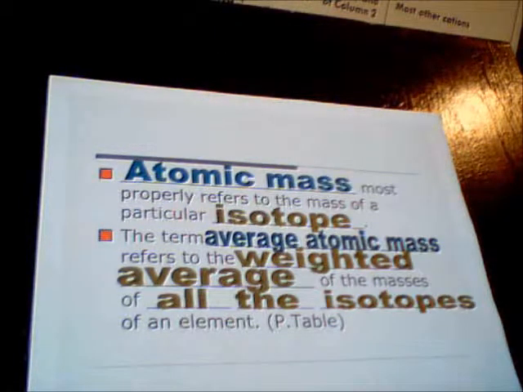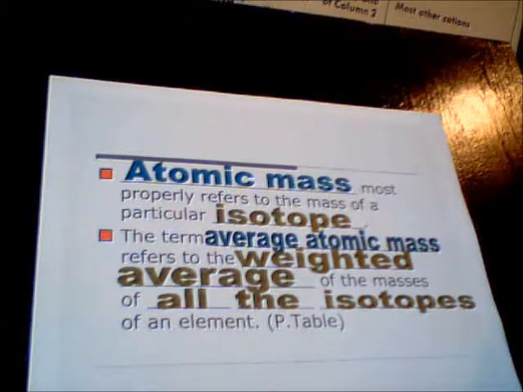You see, when we're talking about atomic mass, we're usually referring to one particular isotope, which means how many protons does it have plus how many neutrons it has. So that's a whole number. But when we're talking about the average atomic mass, we're talking about the weighted average of the masses of all of the isotopes that are out there of that element.